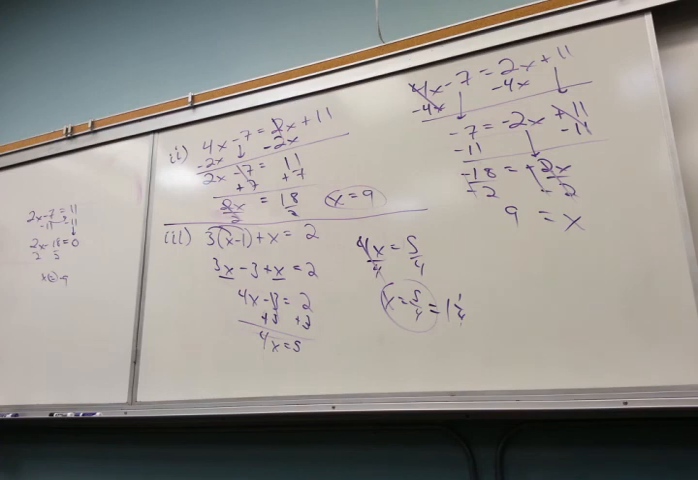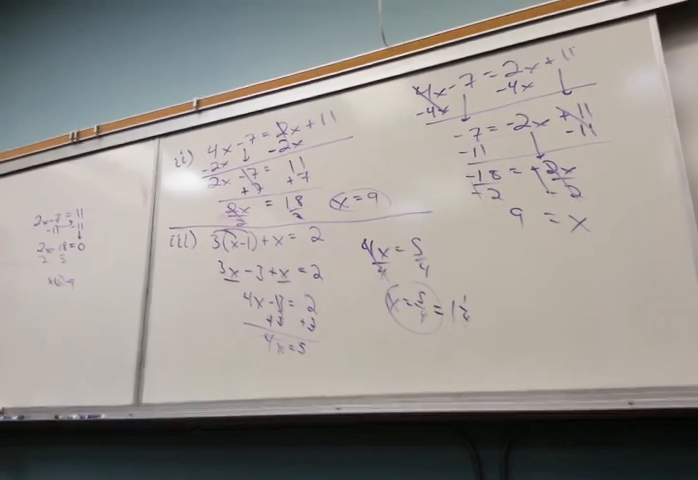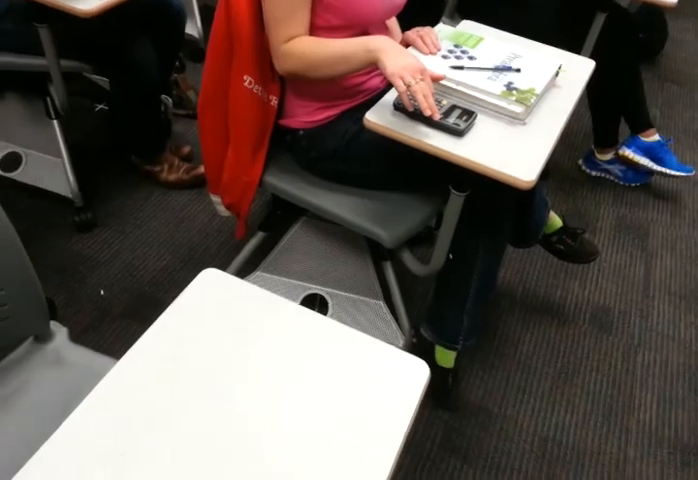Just to make sure you understand, we've actually just done 3-1 through 3-3, because 3-3 is kind of a combination of everything at once. So we've basically done 3-1 through 3-3. All right, guys.